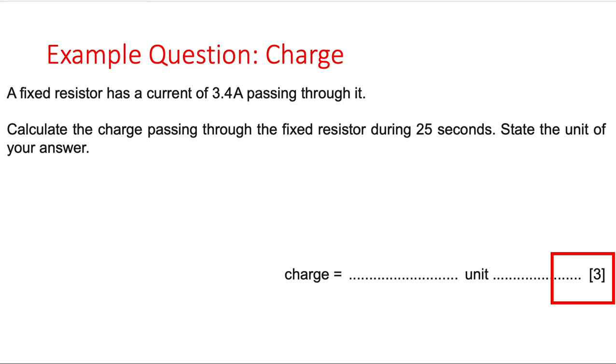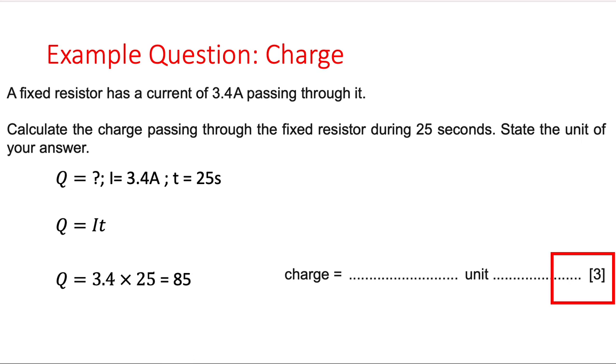Now, in our question, we're asked to find the charge Q. We know I, which is the current, 3.4, and we know the time, 25 seconds, that's T. So we're going to use our form Q equal to IT. And you notice the variables are in the same order as in the equation here. Q equal to IT. All I'm going to do is a little bit of work there. 3.4 times 25, I'm going to use my calculator. I've got 85 there.